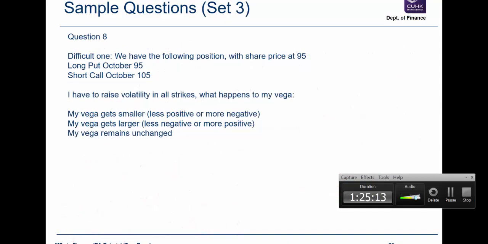Share price 95. You are long a put, which is right at the money, and you are short a call, which is out of the money. I now raise volatility in all strikes. What happens to my Vega? That's the question.